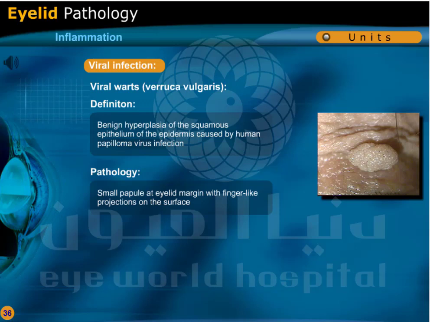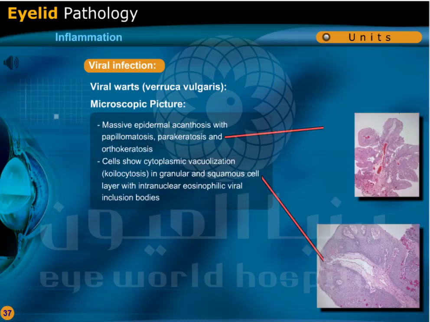Viral warts, Verruca vulgaris, benign hyperplasia of the squamous epithelium of the epidermis caused by human papilloma virus infection. Small papule at eyelid margin with finger-like projections on the surface. Microscopic picture. Massive epidermal acanthosis with papillomatosis, parakeratosis, and orthokeratosis. Cells show cytoplasmic vacuolization, coilocytosis, in granular and squamous cell layer with intranuclear eosinophilic viral inclusion bodies.